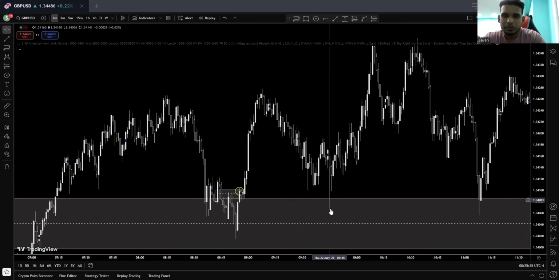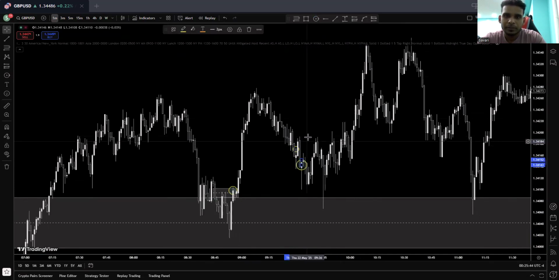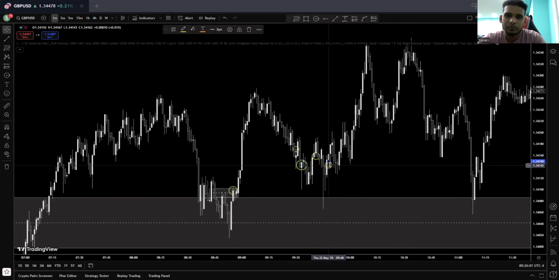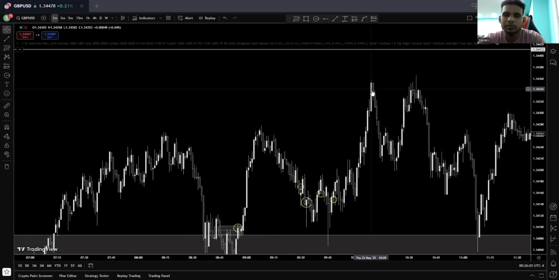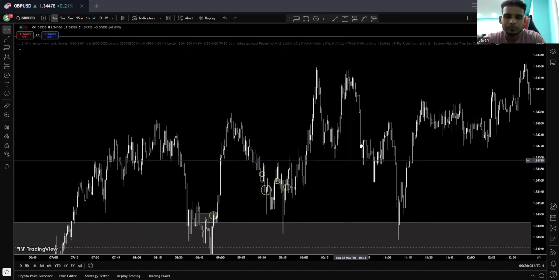Everything has been stopped out now. My first entry here stopped me out. My second entry and third entry stopped me out. I still stayed inside the range, so I go for a fifth entry here. And it worked all the way up to this range. And still it did not take out my equal highs.